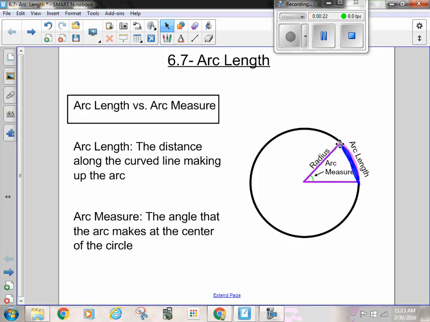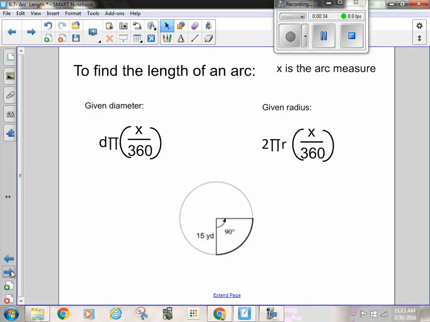So it's that distance. Arc measure is that angle that the arc makes at the center of the circle. So arc measure has to deal with that angle. Remember, it's with the central angle. All right, so to find the length of an arc, you can use it either given the diameter or given the radius. And arc measure, that X stands for arc measure.